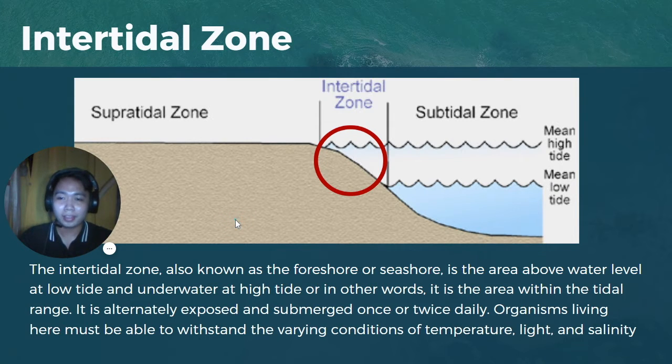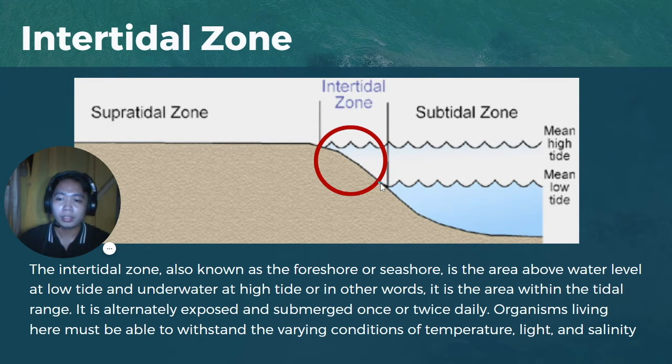So next is the intertidal zone. So what is the intertidal zone? The intertidal zone, also known as the foreshore or seashore, is the area above water level at low tide and underwater at high tide. Or in other words, it is the area within the tidal range. It is submerged with water only during high tide, then it is not submerged with water during low tide.